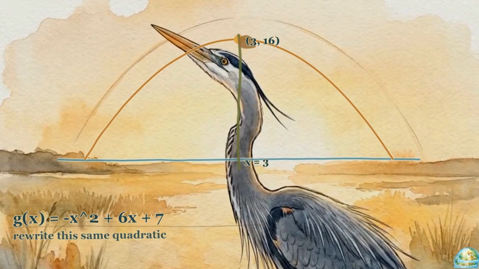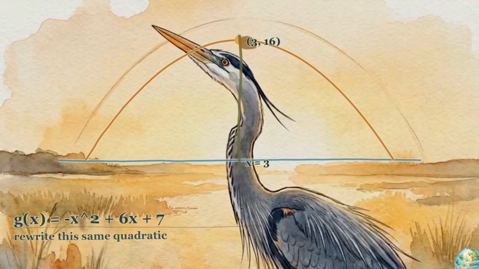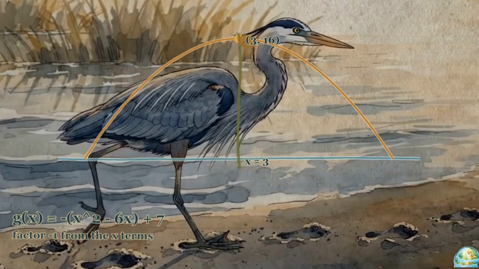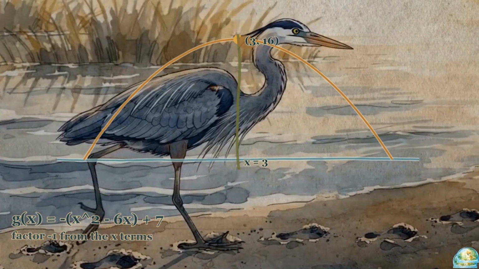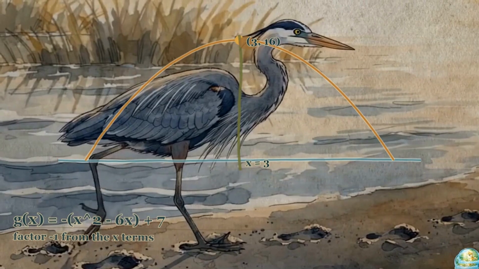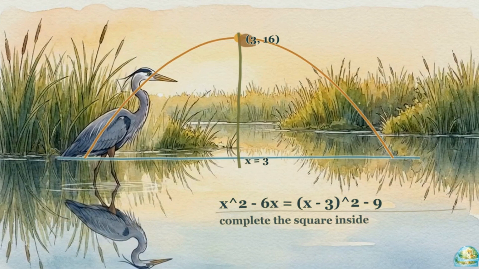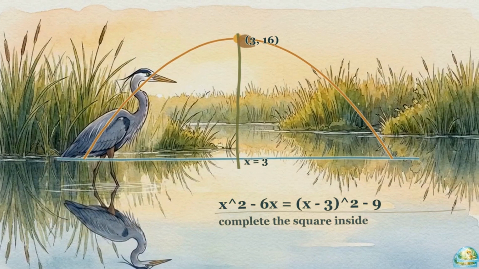Let g of x equal negative x squared plus 6x plus 7. Factor -1 from the x terms. g of x equals negative the quantity x squared minus 6x plus 7. Inside, x squared minus 6x equals the quantity x minus 3 squared minus 9.